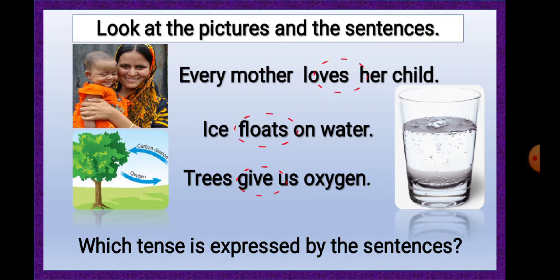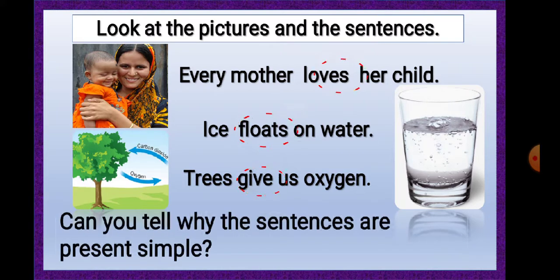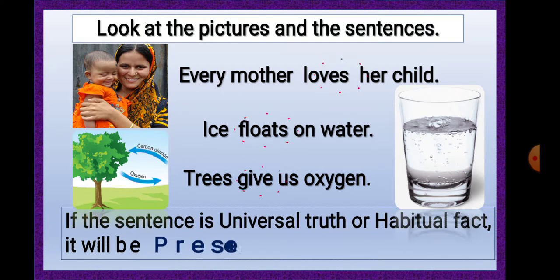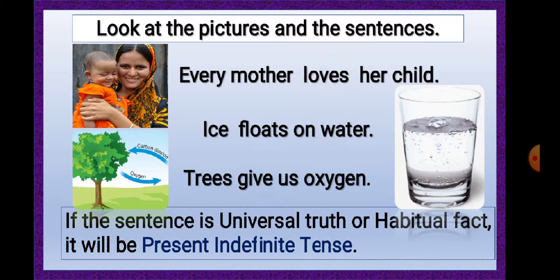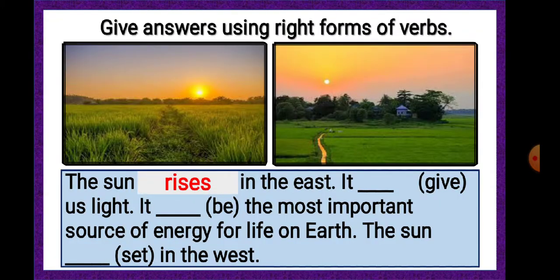Which tense is expressed by the sentences? Present indefinite tense. Can you tell why the sentences are present simple? If the sentence is a universal truth or habitual fact, it will be present indefinite tense. Now, you have to fill in the blanks.